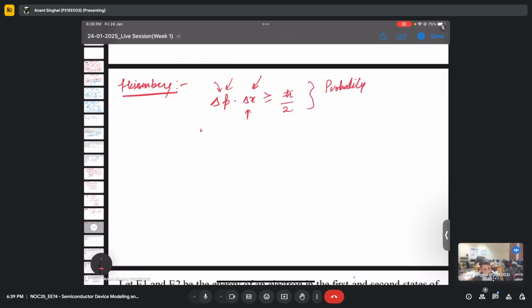You'll see certain things such as the Fermi function, etc., that will all be dependent upon a certain probability of finding an electron somewhere. So that is why this is the case.